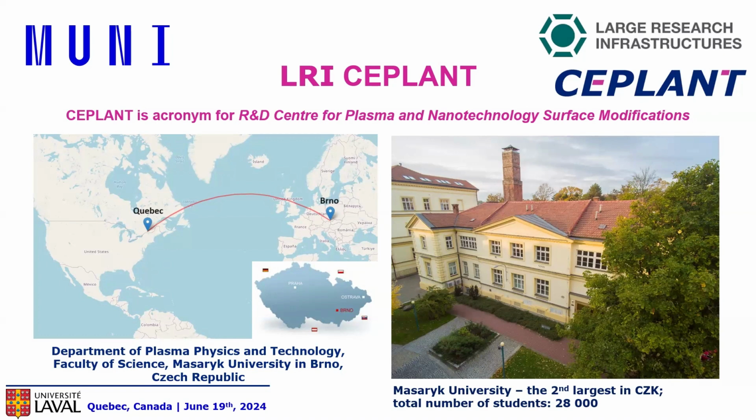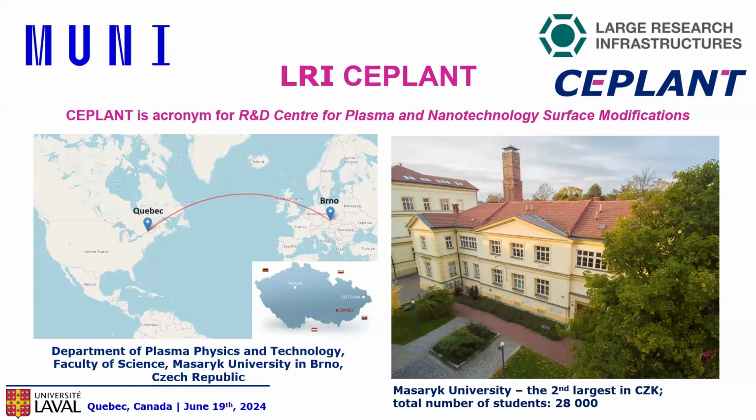Masaryk University is the second largest university in the Czech Republic. The total number of students is approximately 28,000. And yes, as it was said, I have been a member of the CEPLANT Center for 13 years, but in fact I have been working in the area of atmospheric pressure plasma since 2001, so about 23 years. I also still have a part-time job at Comenius University in Bratislava at the Faculty of Mathematics, Physics and Informatics, but my main full-time job is at Masaryk University. This is in addition to the introduction. On this picture, you can see one of our CEPLANT buildings, where our main plasma chemical laboratory is located.